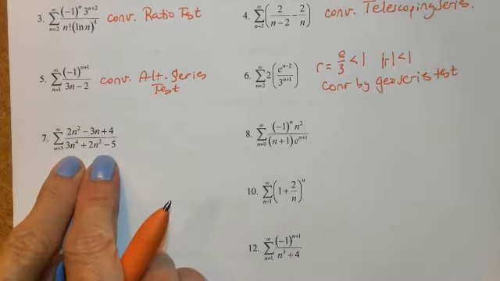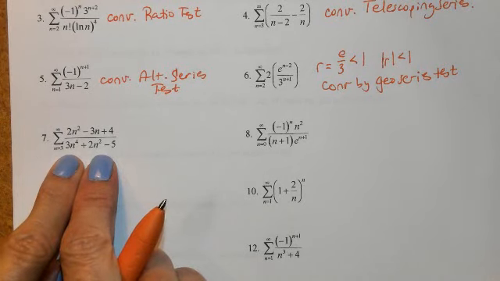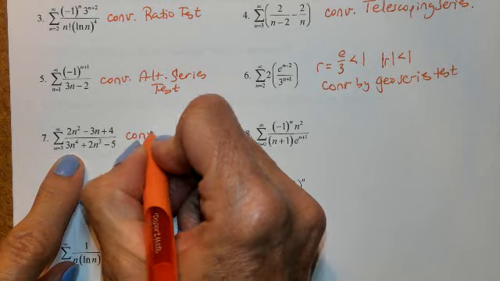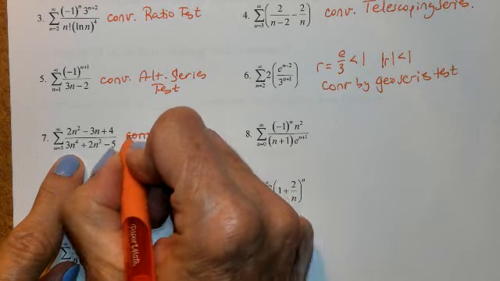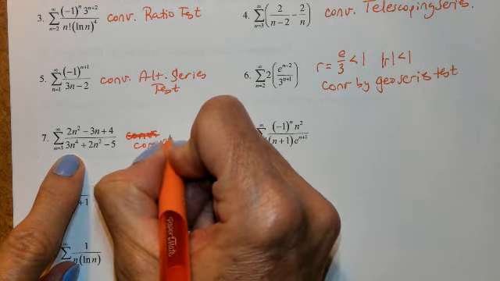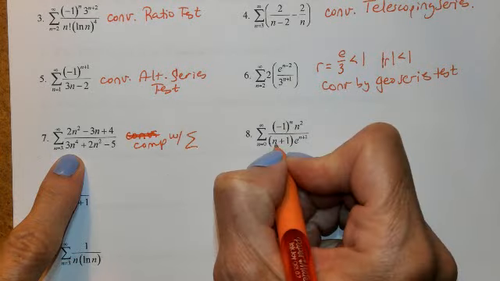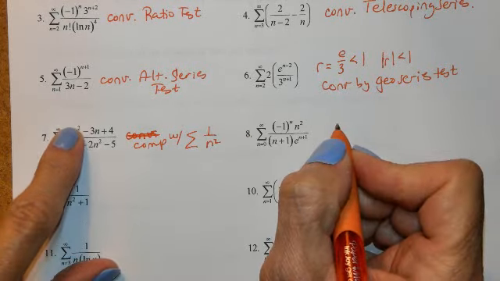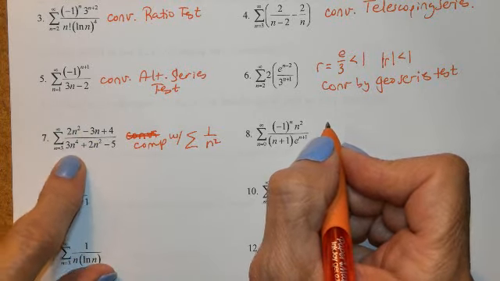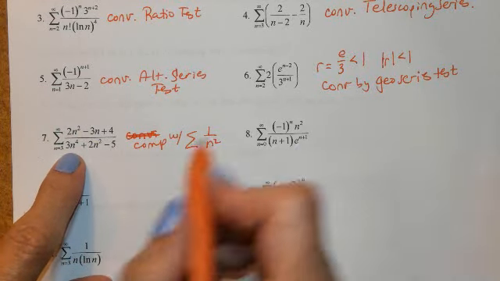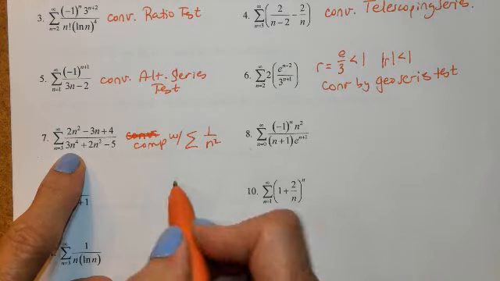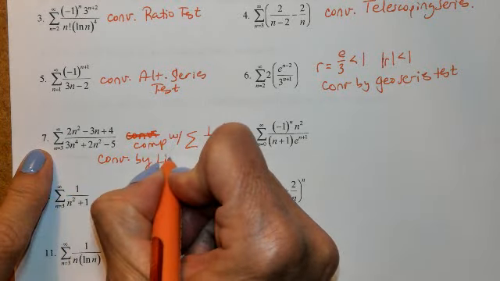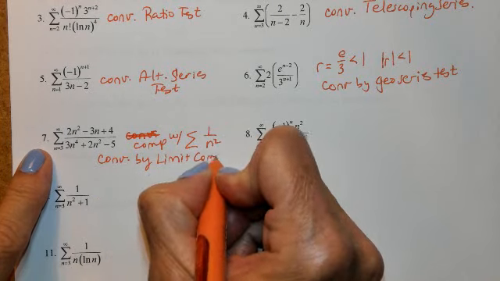What about this one? Well, we would use the limit comparison test, and I would compare with what? I would compare that with 1 over n squared. Only the biggest degree on top and the biggest degree on the bottom, and you simplify. So compare with this, what's it going to do? It's going to converge. And that would be limit comparison test.